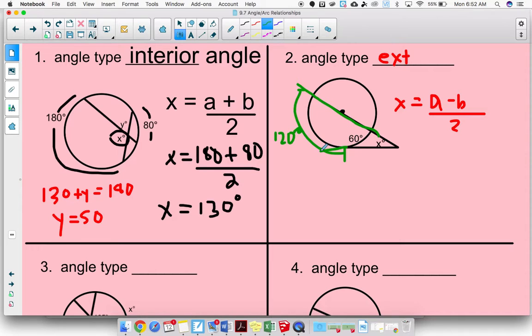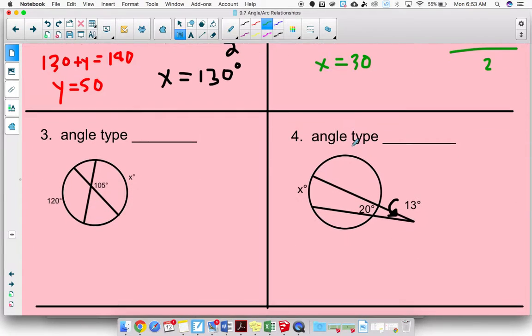And so if you think about this angle like the mouth, the 120 and the 60 are going to be the two angles we subtract. You're always taking big minus small. So we're going to do 120 minus 60 and then divide that by 2. So X would equal 60 divided by 2 is 30, and you're done.